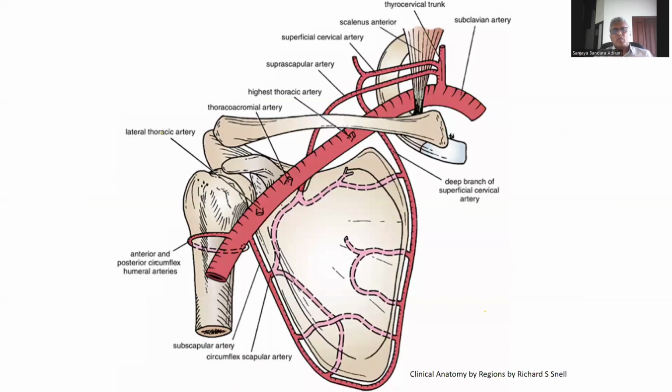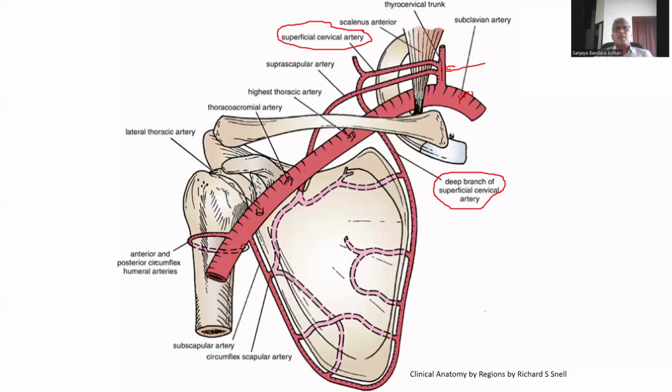So actually, this is from Richard Snell. Even Richard Snell here says deep branch of superficial cervical artery, not transverse cervical. So he calls this here superficial cervical artery, but other authors call it transverse cervical artery. Even in my lectures, I call it transverse cervical artery. So this is your thyrocervical trunk from the first part of the subclavian artery.